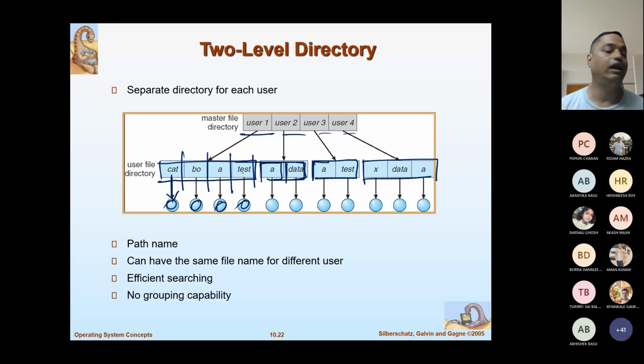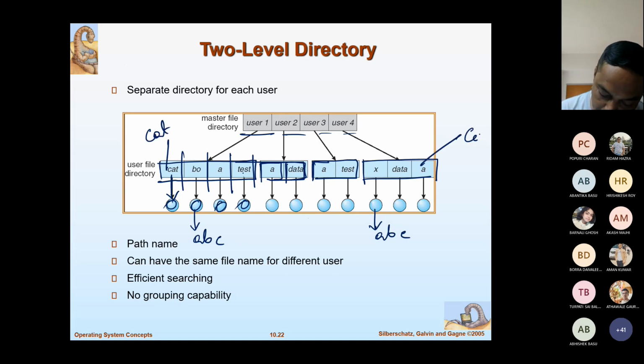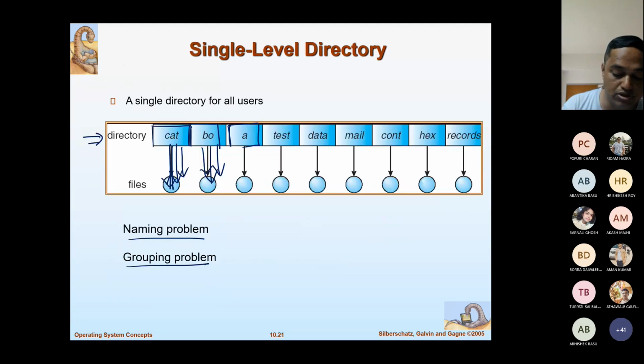The advantage is that as you have a two-level directory, you can keep more partitions. This can be your ABC, and this can also be ABC. No issue. This can be your cat directory, and this can also be a cat directory, because they are under two different users. So two directories may have the same name under two different users, but in the earlier case it was not possible.